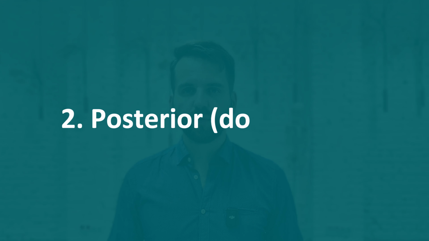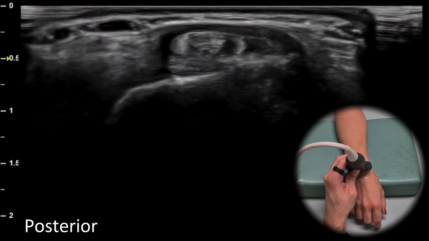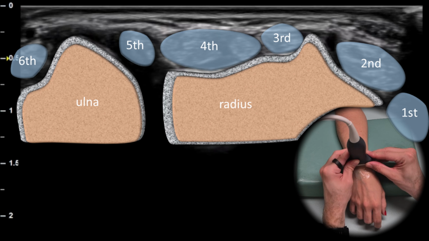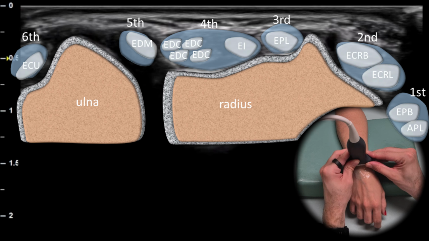Next view is the posterior view. In the transverse plane, we will examine the extensor tendons, which are anatomically divided into 6 compartments, starting from the radial side. The first compartment contains the abductor pollicis longus and extensor pollicis brevis.